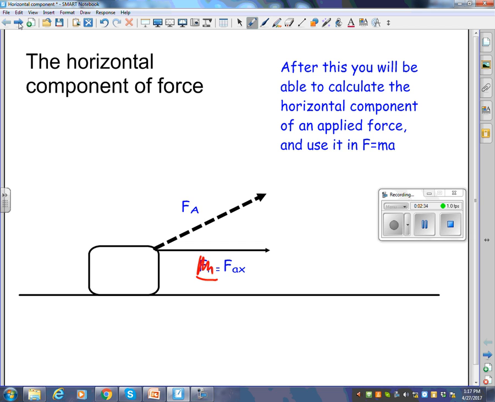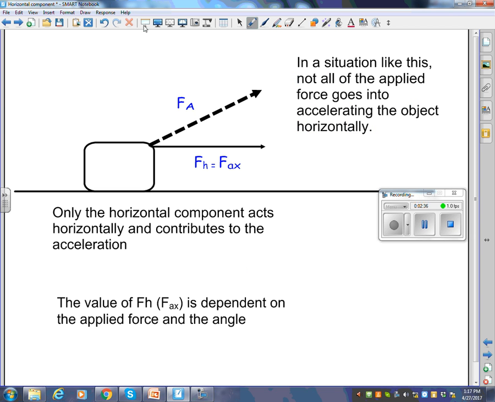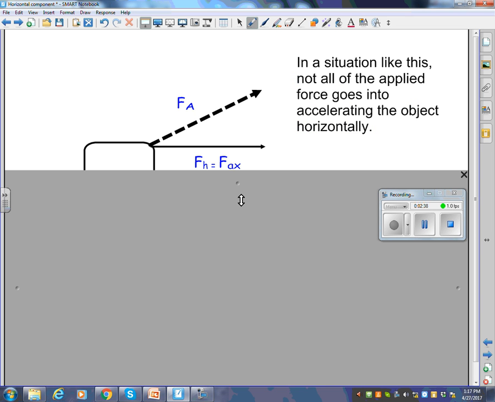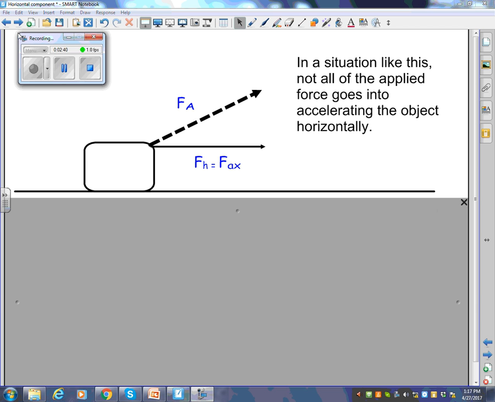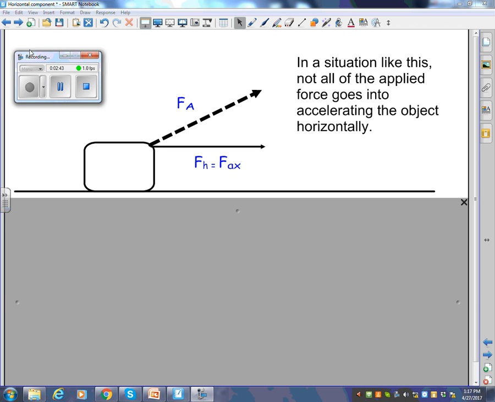I didn't know. All right, so, again, let me just read this. Let me go through it, and then if you choose to write it down, you can. So in a situation like this, not all of the applied force goes into accelerating the object horizontally. Right? So if I've got my little cart thingy here, right?